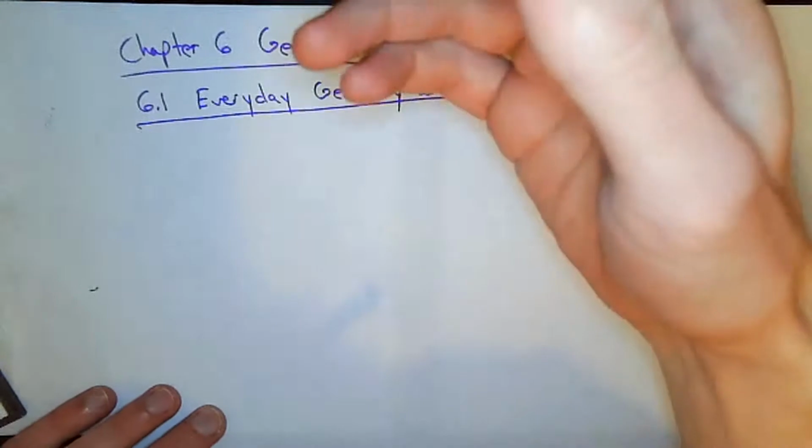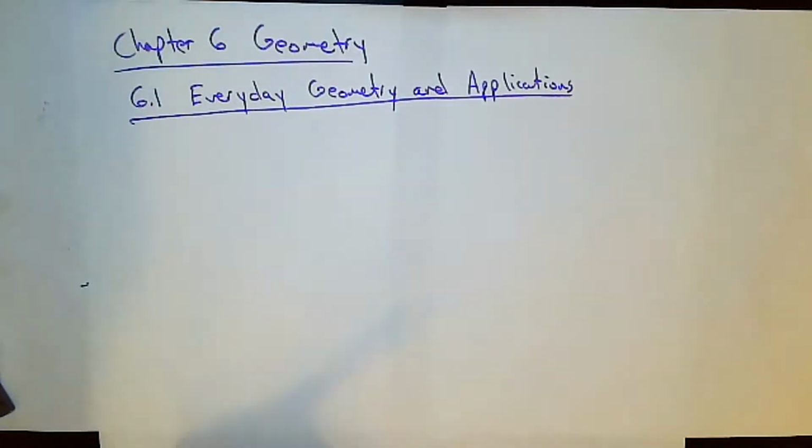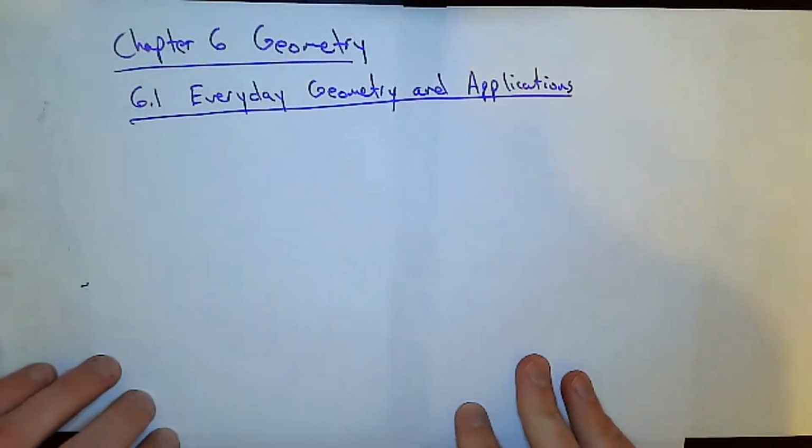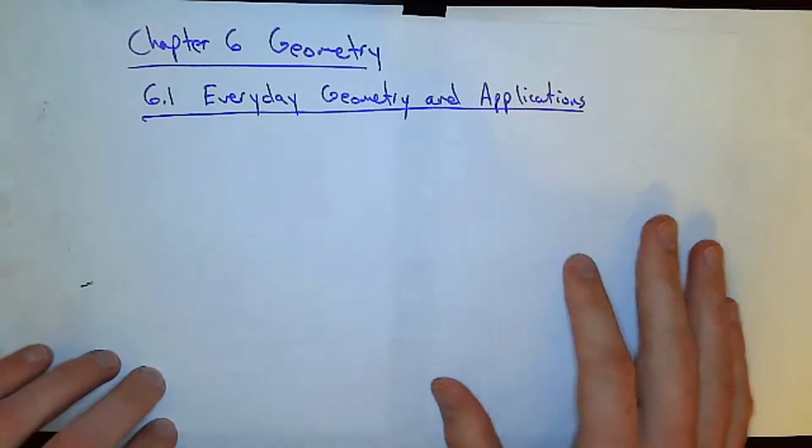Now, let me see here. My camera seems tilted. Is that better? I think so. Or is it that my handwriting is tilted and the camera was fine? That should be straight there. That's fine. Okay.